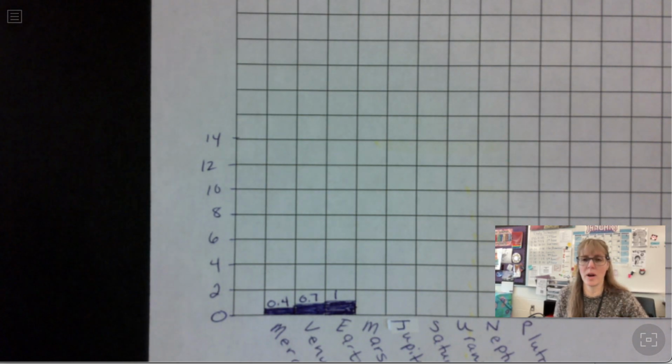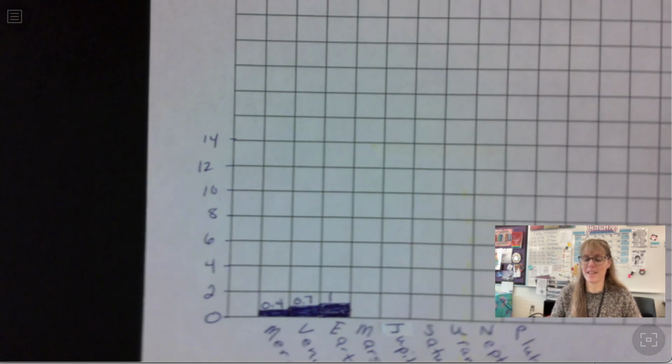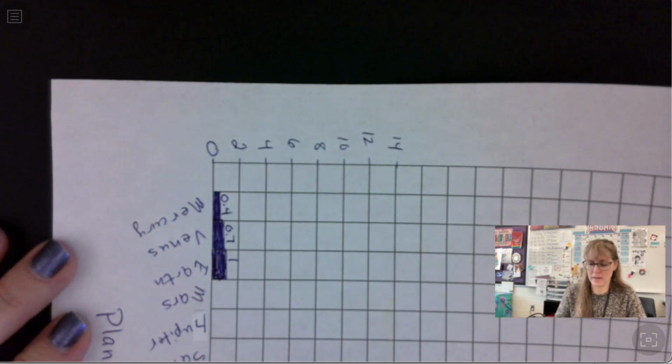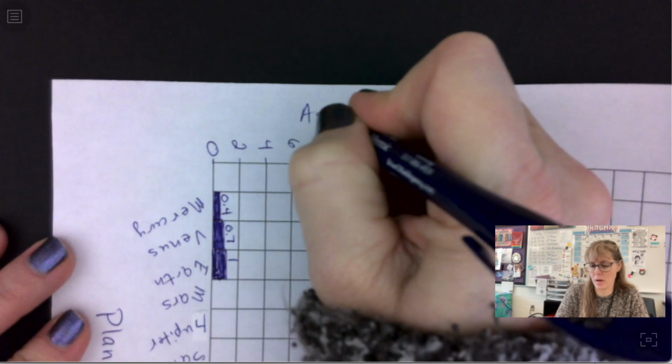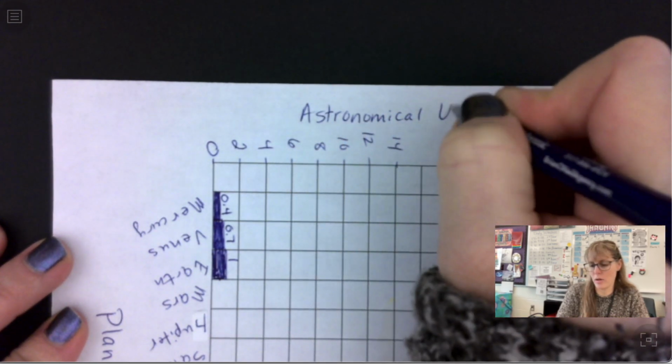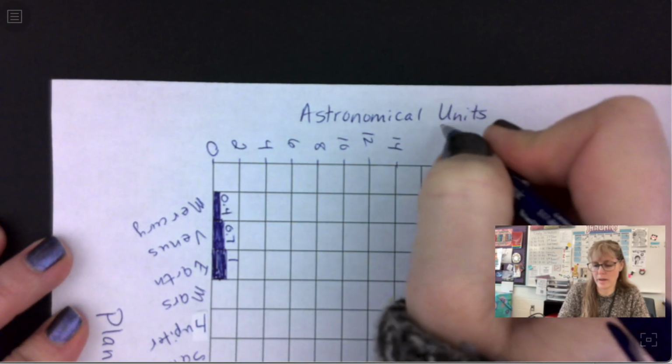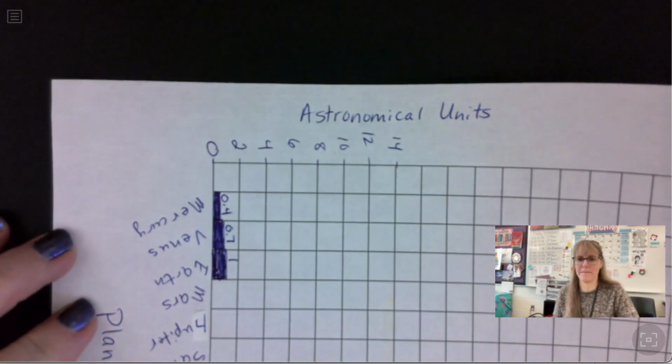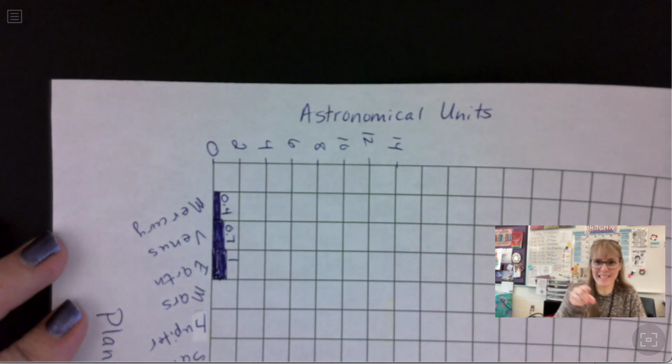Oh, you know what? Sorry. Turn your paper. What are these numbers on the y-axis? They are astronomical units. Capital letter here, capital letter there. All right, now you got it. Do it.